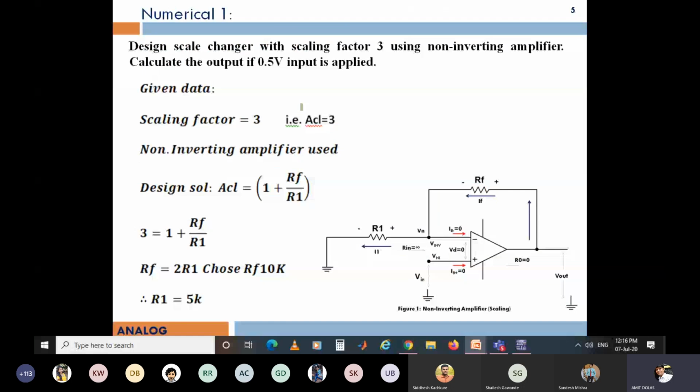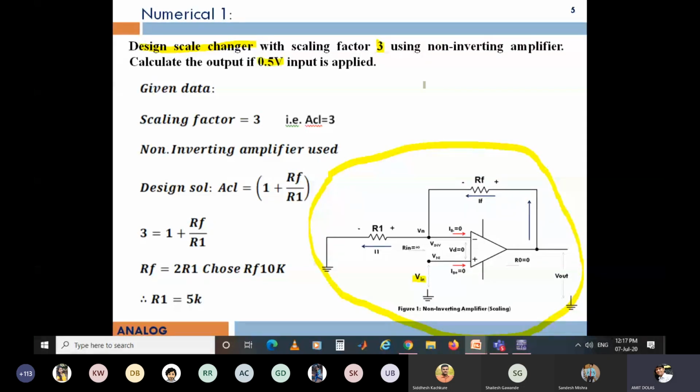I hope you have notebook and calculator with you. So the numerical based on previous theory is: design a scale changer, somewhere it is called scaling amplifier, with scaling factor of 3 using non-inverting amplifier. So if I say non-inverting amplifier, the circuit configuration will be in this fashion. Input is to non-inverting, and to inverting the feedback components are connected.